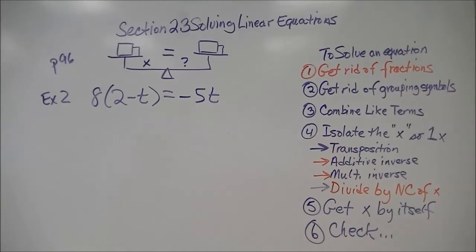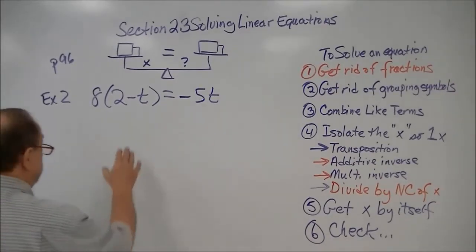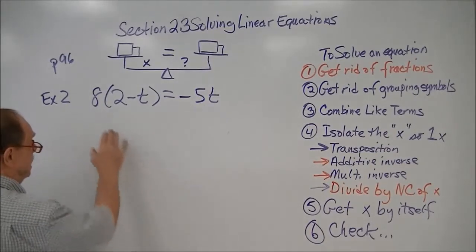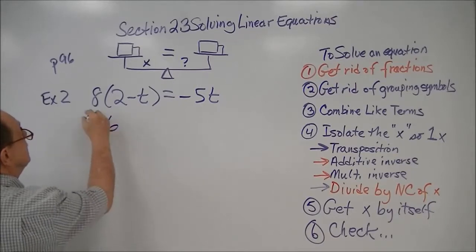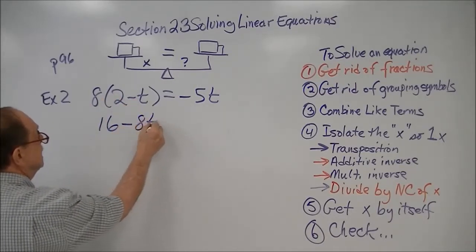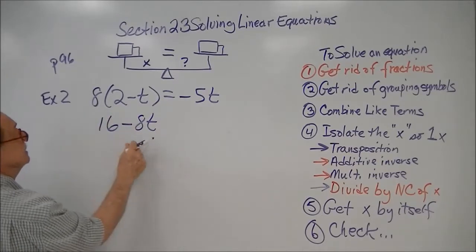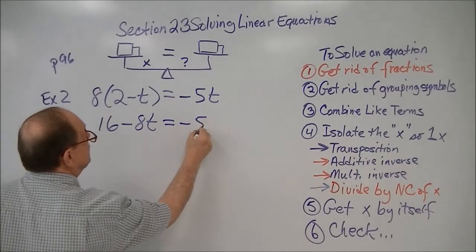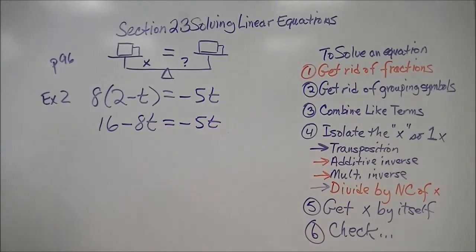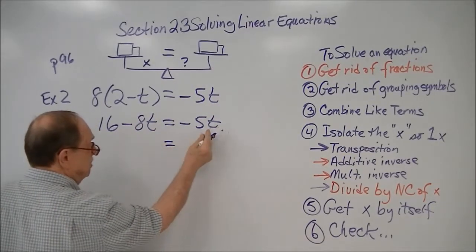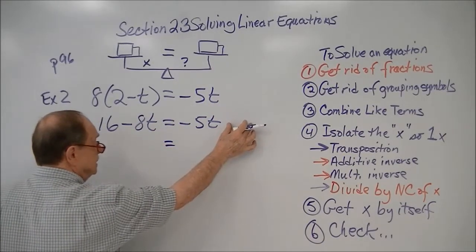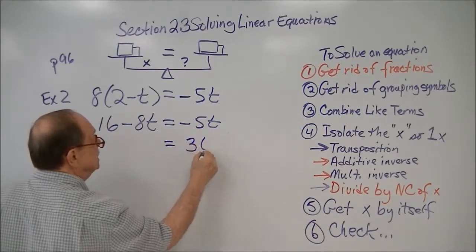Okay, going on to example 2. Again, we don't have fractions yet. Get rid of grouping symbols. So this will be 16 minus 18. You really need to be careful about the signs. Equals a negative 5t. Now, again, we want to try to keep our t's positive. So I'm going to transpose this to the other side. That'll make it a positive 8t on this side, which then leaves me with a 3t.